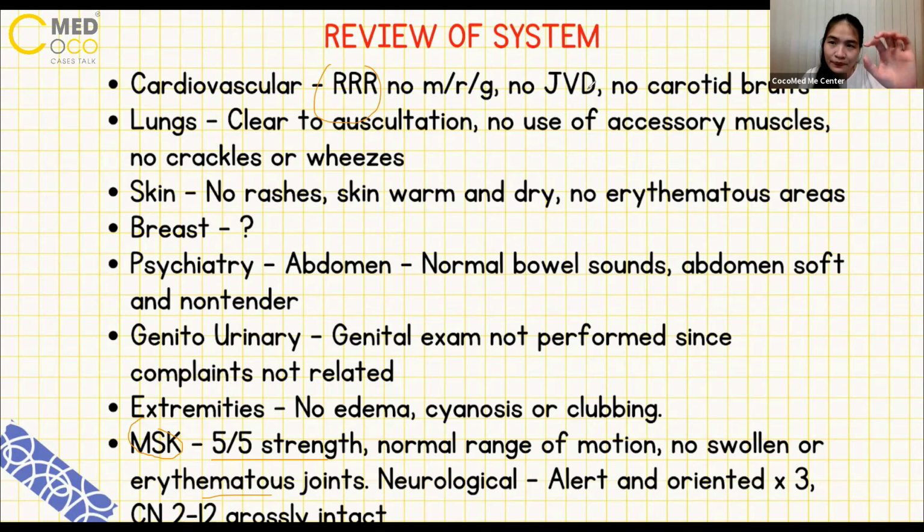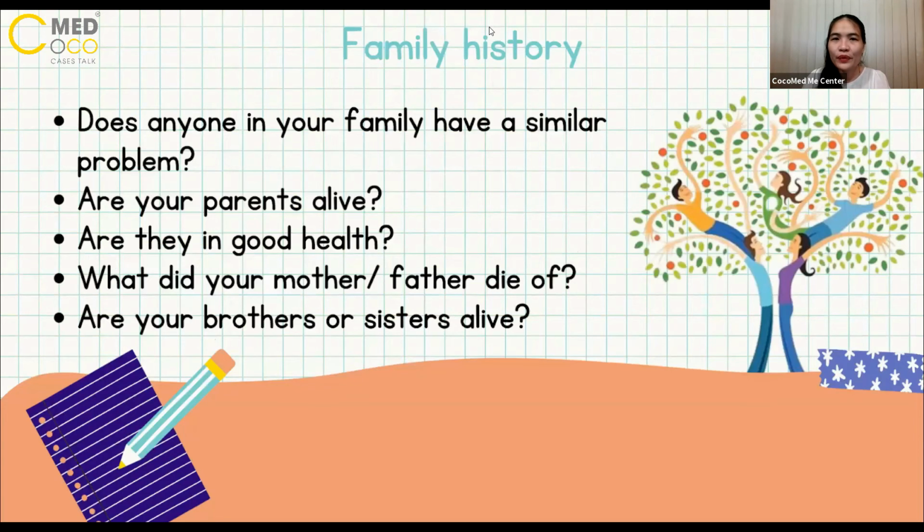to be honest, in the medical record, they will have a checklist. You just tick, tick, tick. If the patient has that symptom, tick that. So just try to ask them about this. Or even family history, you also have some sample questions. You can start with: does anyone in your family have a similar problem? Are your parents alive and in good health? What did your mother or father die of? Because you care about inherited disease or some correlated disease, or whether they are still alive.